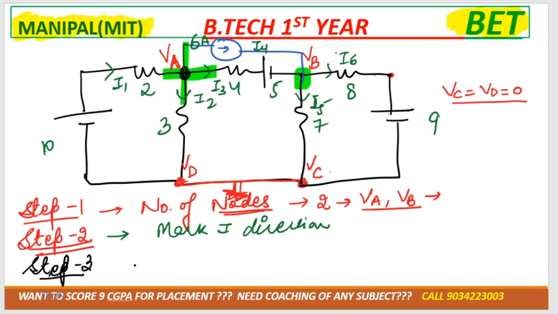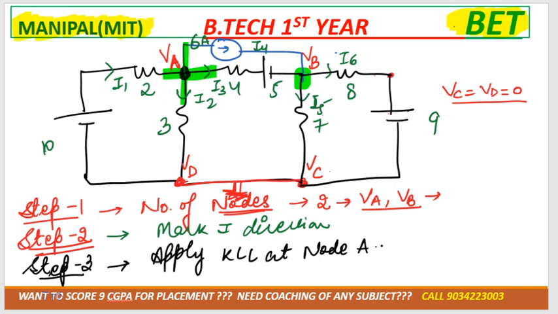Okay, now step number 3, we have to apply KCL at node A. KCL at node A means, what does node A stand for? KCL states that the sum of incoming current is equal to the sum of outgoing current. The current which is entering into the node is known as incoming current, and the current which is leaving the node is known as outgoing current. So now you can see which current is entering.